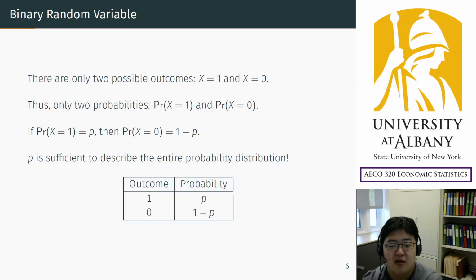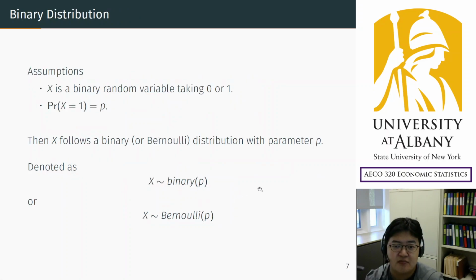Okay, so this is the full probability distribution. P is a number, a probability. So the probability for 1 is P, and for 0, 1 minus P. I'm going to use this notation throughout this chapter. So P is always the probability of 1. So far, we made two assumptions. X is a binary random variable taking 1 or 0, and the probability of 1 is P.